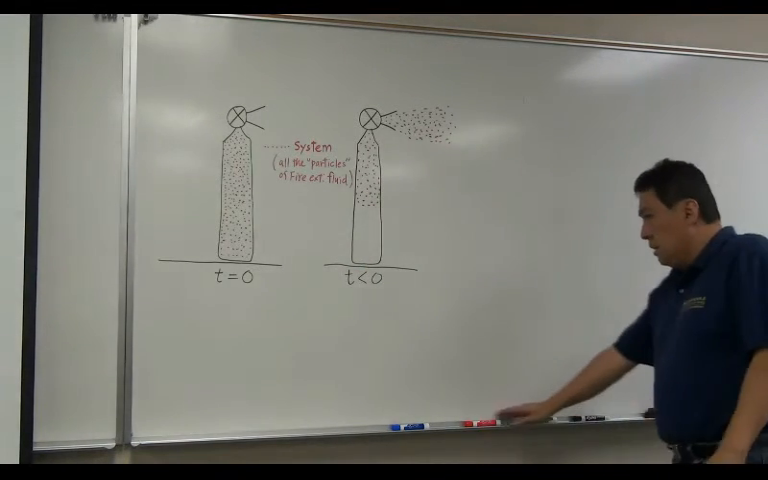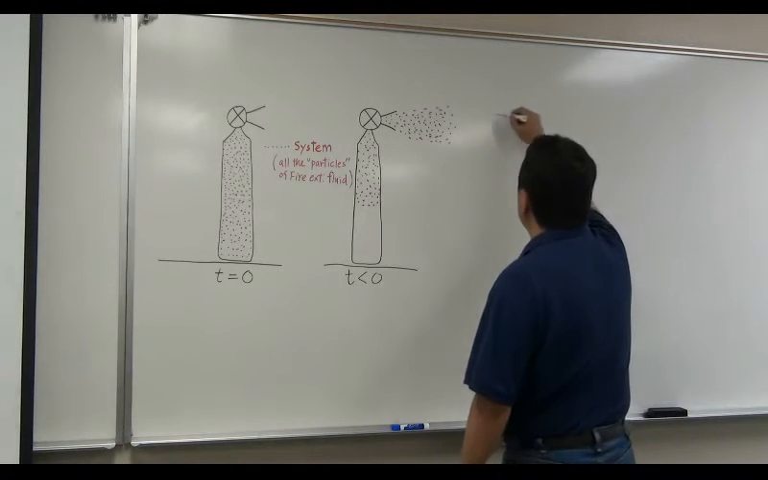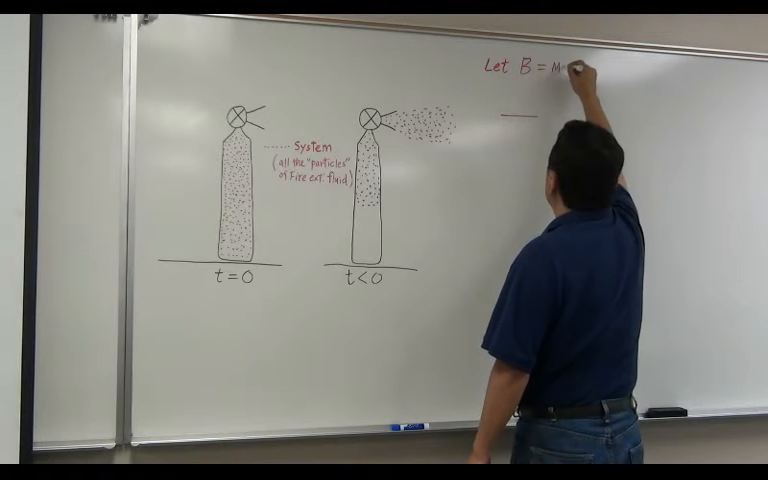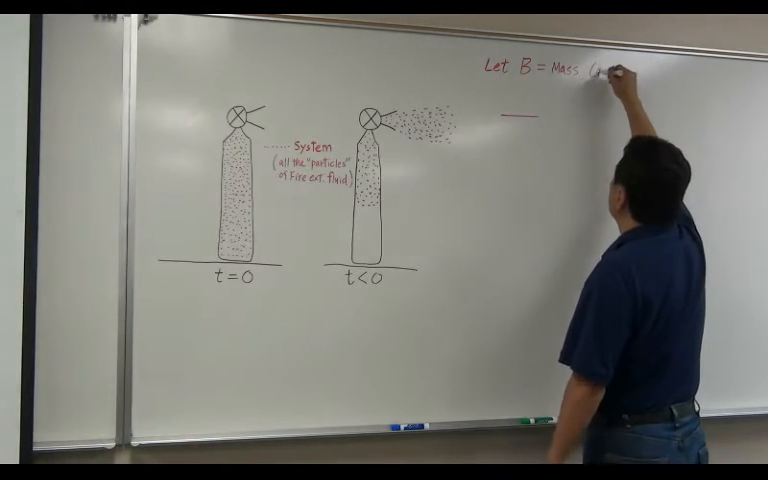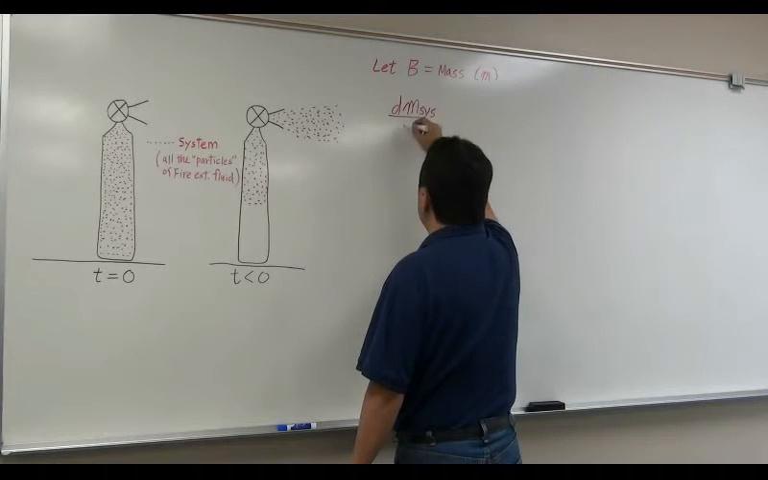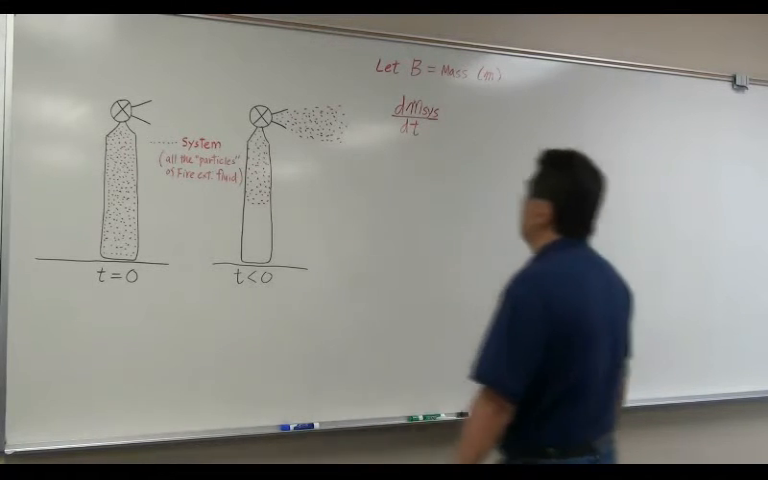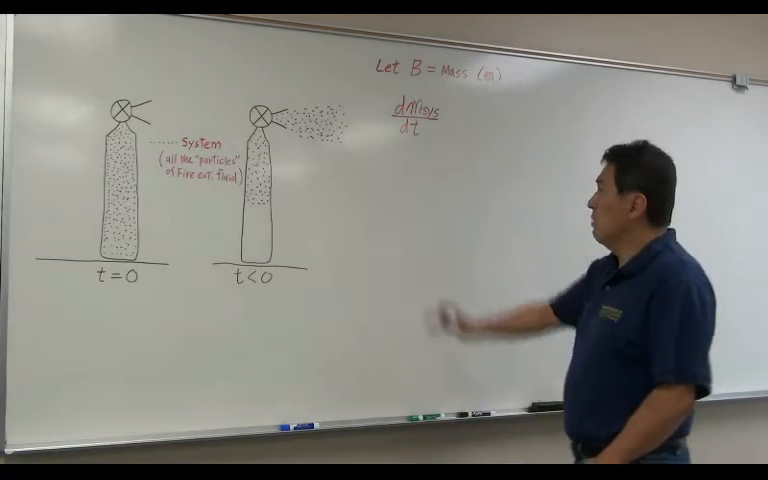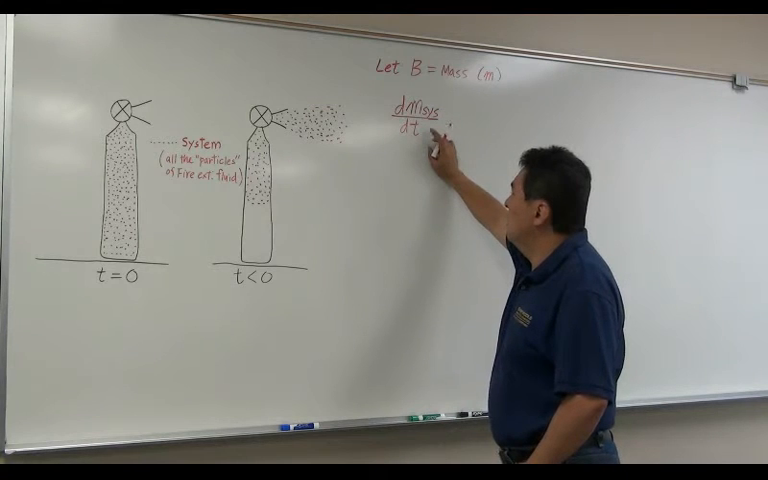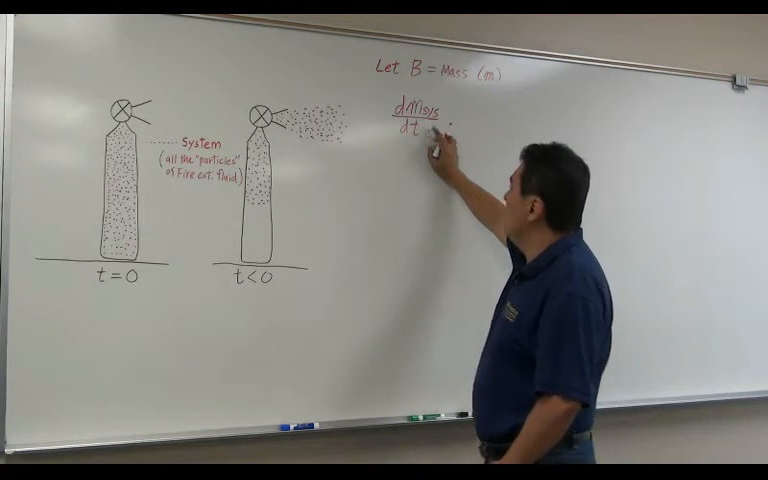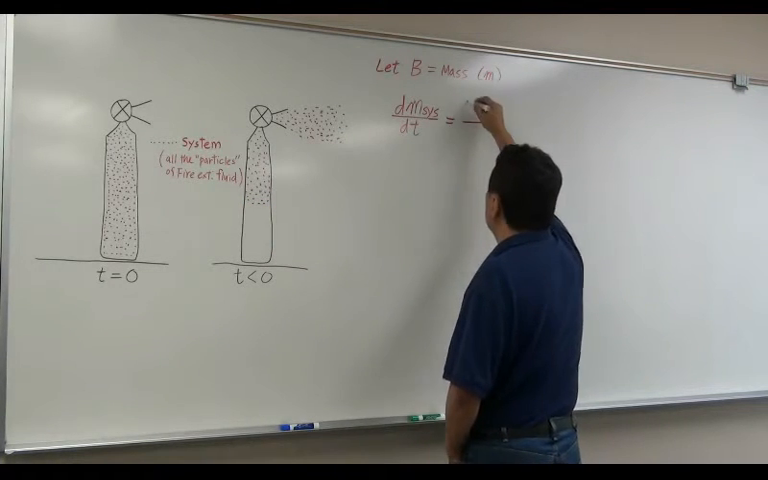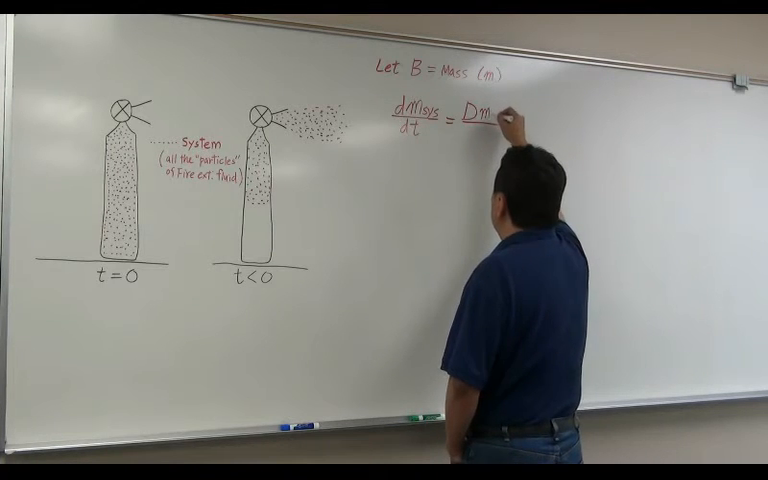Okay? So discussion about this. Let B equal mass. So let's discuss dm_sys/dt. Mathematically speaking, what is this? This is how much the mass of the system changes over time. Now, if we keep track of the system approach, this really is capital D m_sys over Dt.